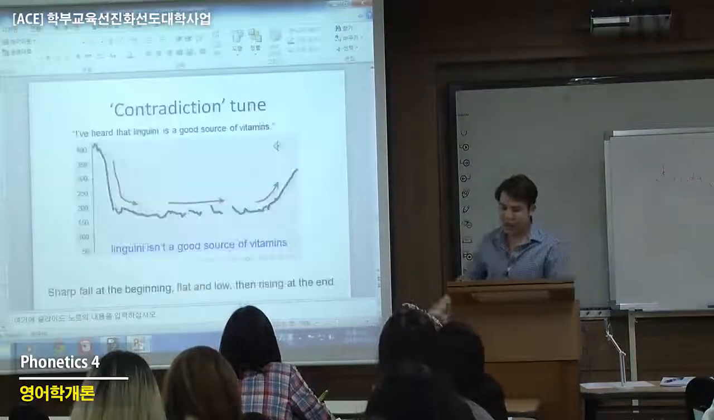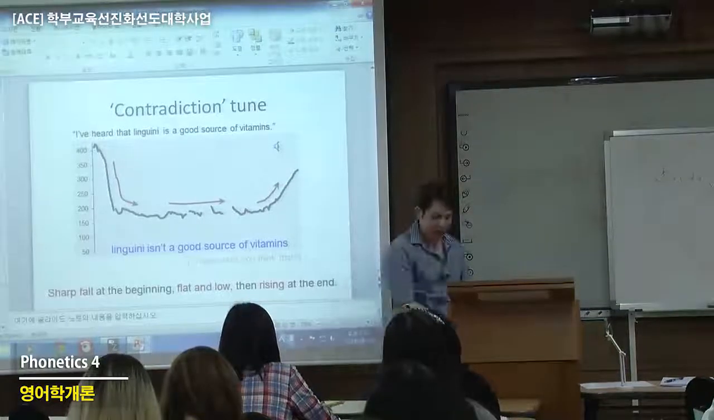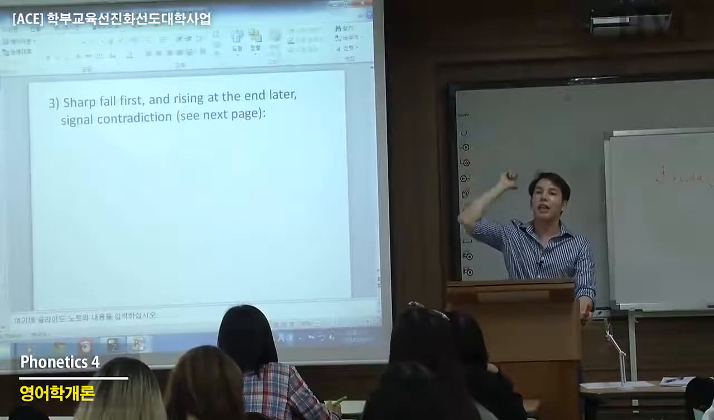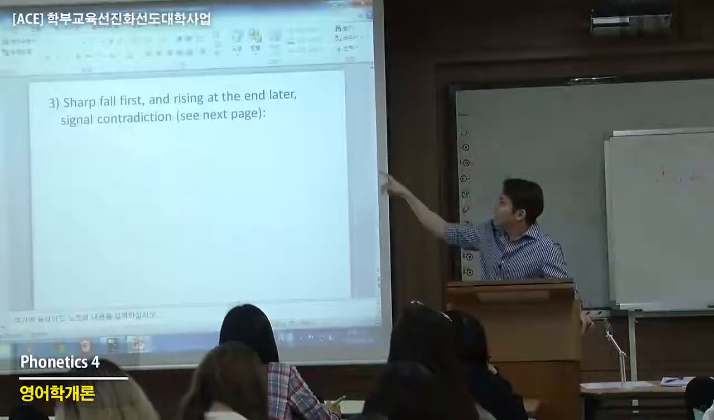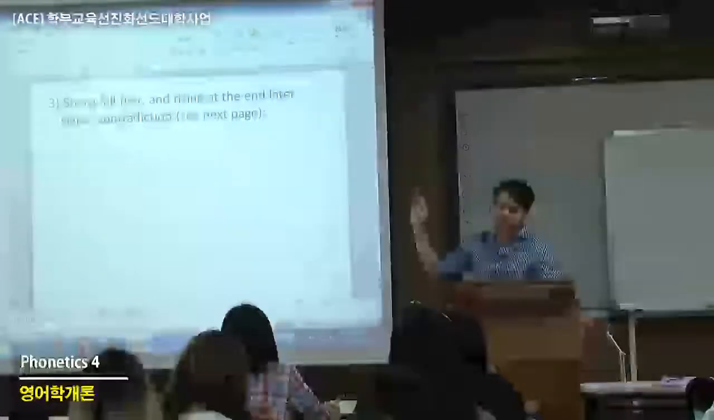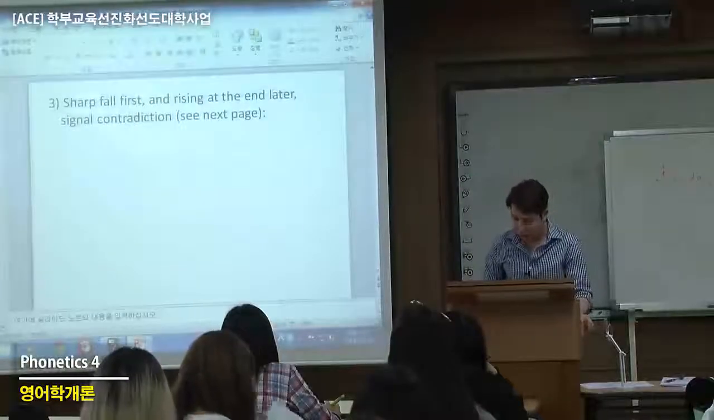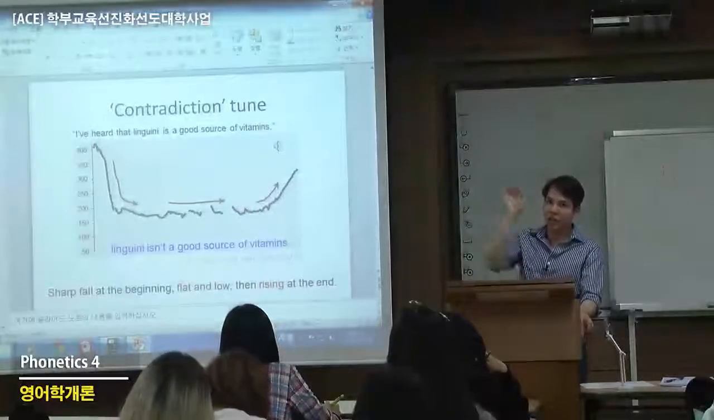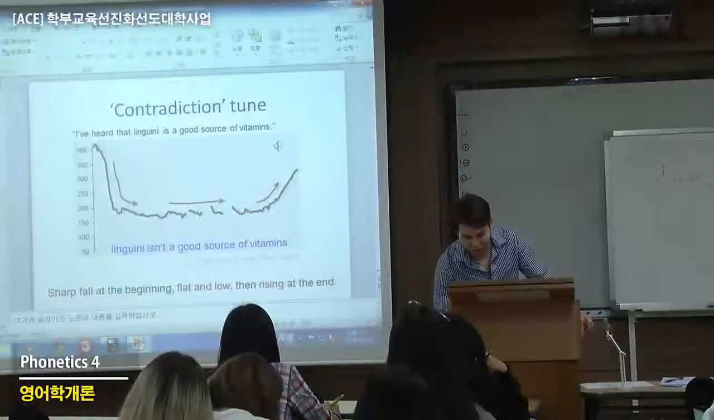For this one, it doesn't occur much. The last type, so we studied rising and falling, and then rising at the end. But this type, a sharp fall first and rising at the end later, doesn't occur much, but it does occur when you want to indicate some type of contradiction to the previous sentence, to the previous utterance.